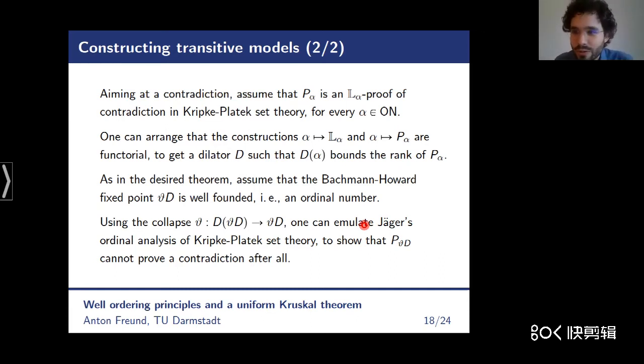And the conclusion of the ordinal analysis is that there's no proof of contradiction. In our specific case, that P, the proof from our family of L alpha proofs at this Bachmann-Howard fixed point, cannot be a proof of contradiction after all. And then that's a contradiction to the assumption that all these proofs are proofs of contradiction. And so it concludes our proof.